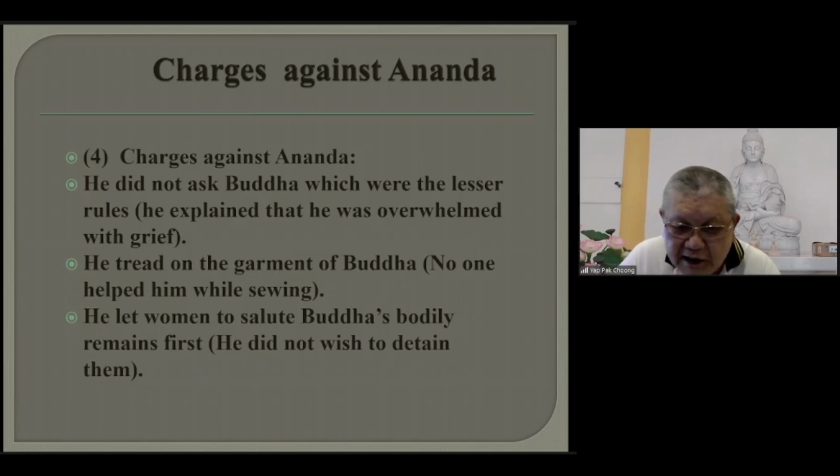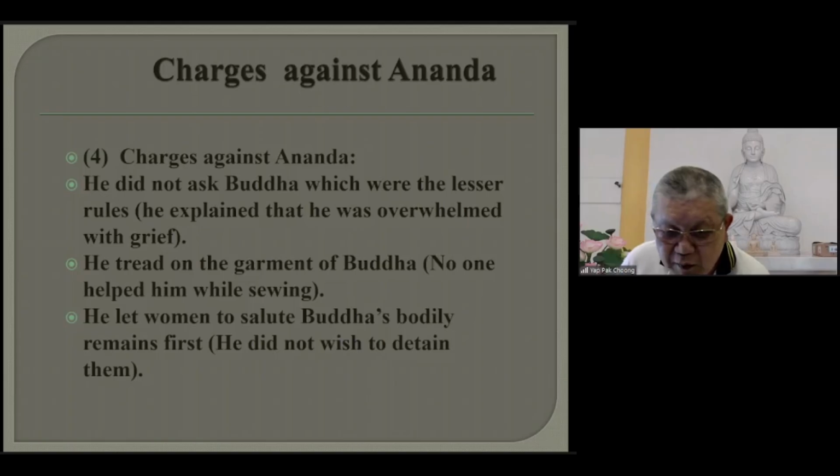The fourth agenda was regarding the charges against Ananda. During the meeting, the monks brought up this issue. They accused Ananda of five or six charges. First, regarding the minor rules: why didn't you ask Buddha which were the lesser rules? Which ones you can forget about, which ones you must stick to? Ananda said, I forgot. Why? He was too sad at the time.